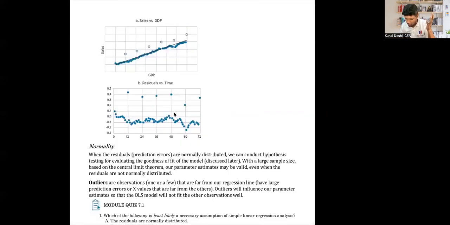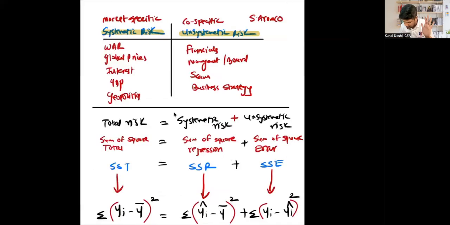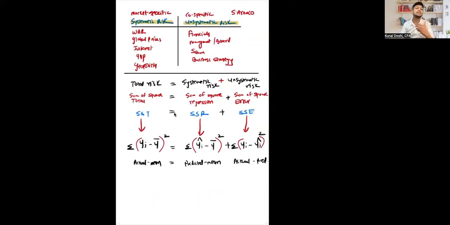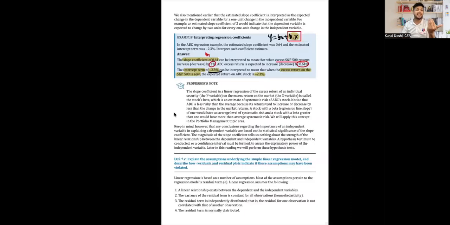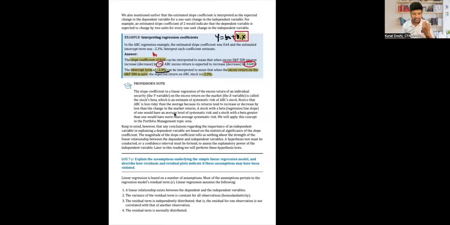You don't have to stress about all of these. You don't have to memorize all of this. I'm just explaining what total, systematic, and unsystematic risk are. Based on this, I'm going to prepare a table, which we will see later on. But that is what we are trying to do. We are trying to find the risk.